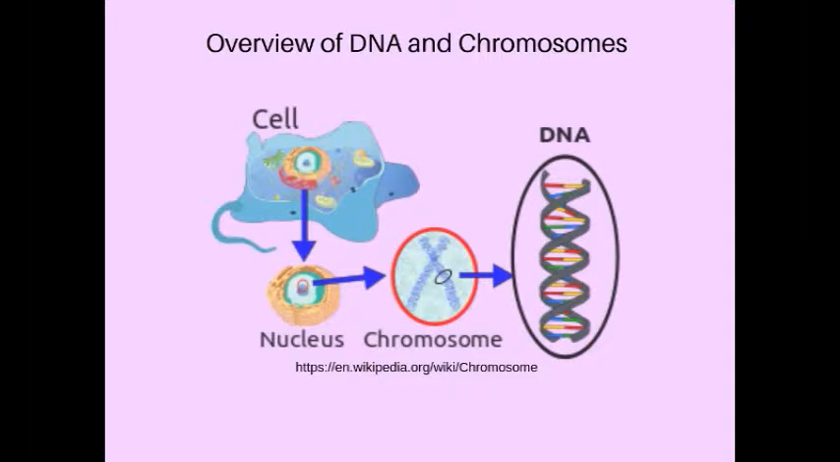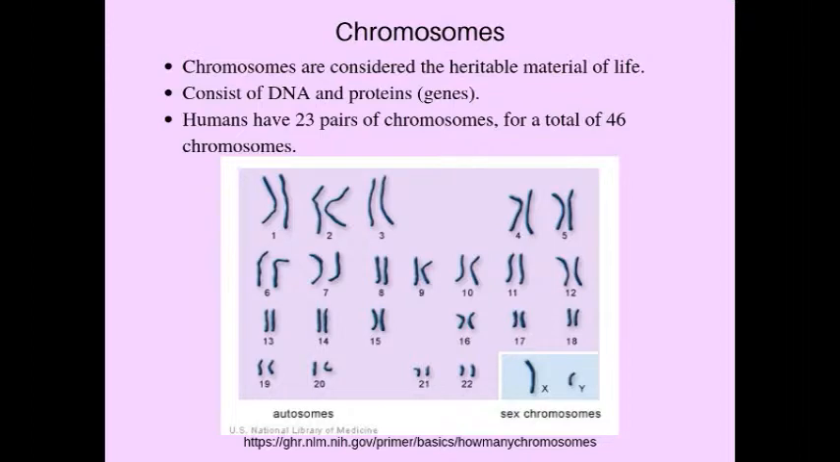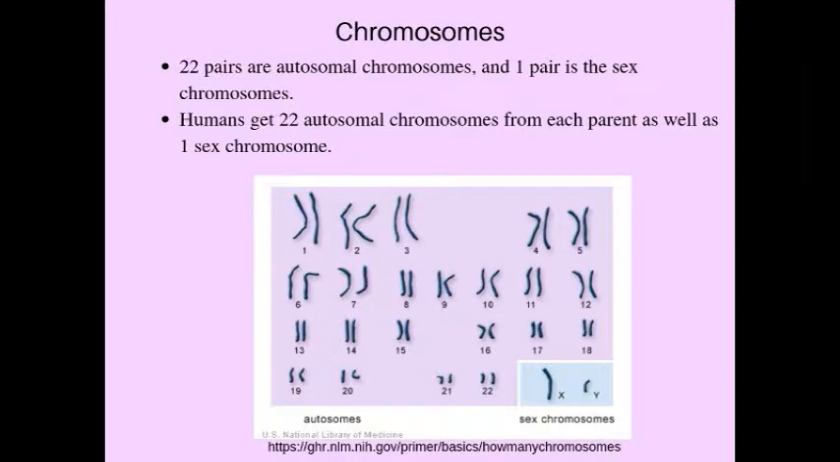Eukaryotic cells have a nucleus which contains chromosomes, which are made up of long strands of DNA that contain genetic information. In eukaryotic cells, there are chromosomes, which are long strands of packaged DNA molecules. These are also known as genes. Humans have 46 chromosomes in total, 23 from each parent.